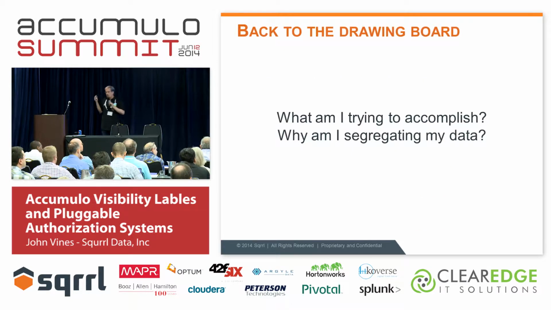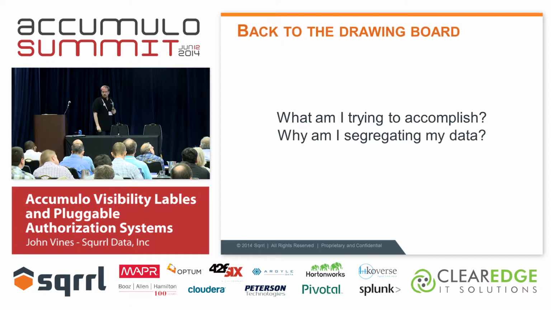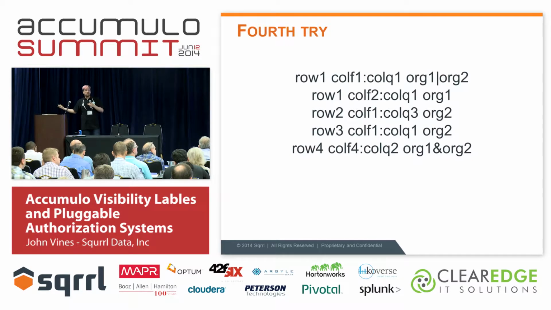And you've got to ask yourself, what am I trying to accomplish? What am I trying to do with my data? Why am I segregating it? Different applications have different access to data. Why? Because different organizations are using it. So I'm going to tag it according to the organization using it instead.